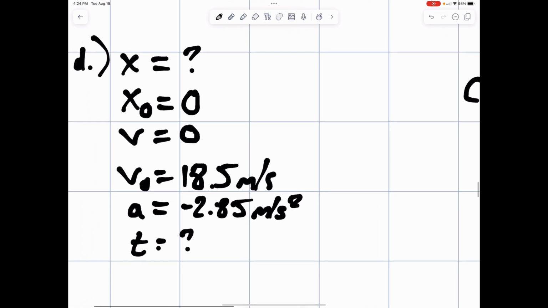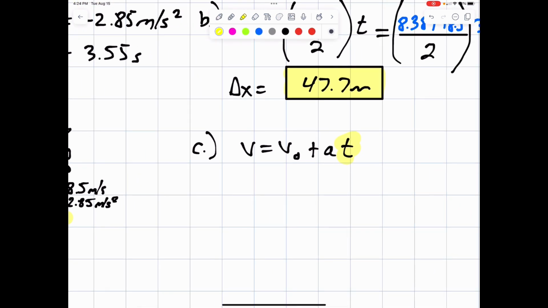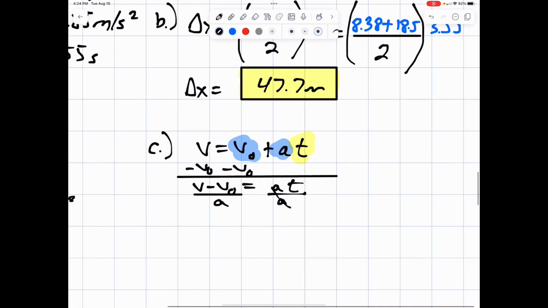Okay, and we're looking for how long. So based on this, I'm looking for time, but I've got those variables there. So again, it's going to end up being the same equation number 8. V equals V naught plus A times T. Remember, to solve for t, you need to be able to get rid of v naught and a. Subtract v naught from both sides. We get v minus v naught equals a times t. Then go ahead and divide a both sides. Okay, and we get t equals v minus v naught over a. That's what we're plugging into.